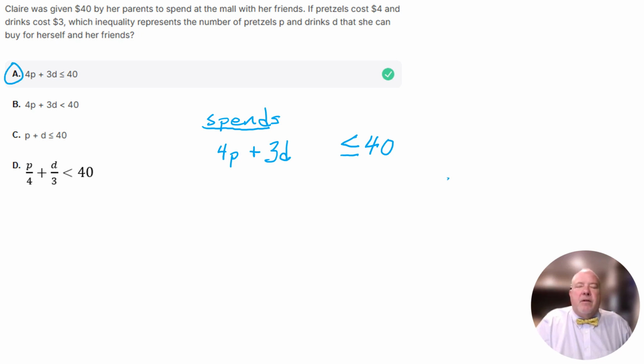Now, writing these is tricky. I find it's one of the hardest things for my students, but I also find that the more you do it, the more you practice these, the better you'll get. So keep it up. You're doing great. You're on your way to mastering the math.